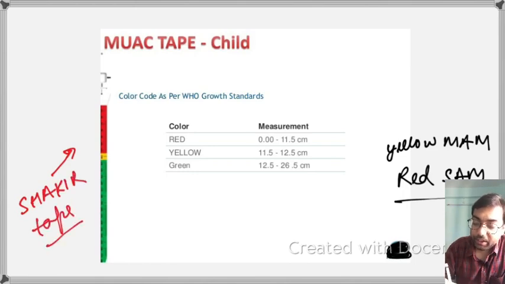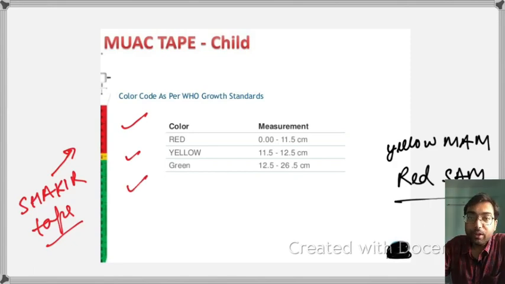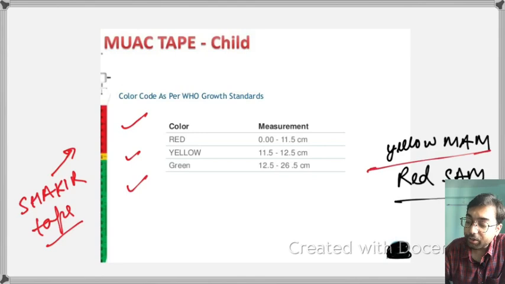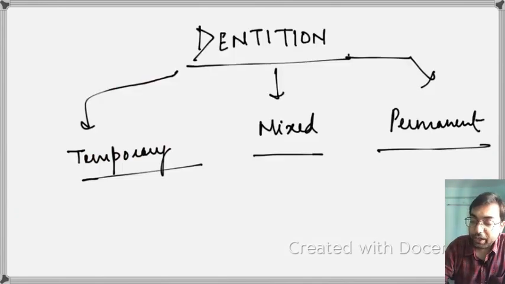You can see that there are 3 zones: red, yellow and green. Red is less than 11.5 centimeter, yellow is 11.5 to 12.5 centimeter, and green is more than 12.5 centimeter. You only need to remember the yellow value, and then you will know the red and the green. 11.5 to 12.5 centimeter is yellow and denotes moderate acute malnutrition. If the value is less than 11.5, then the child has severe acute malnutrition.